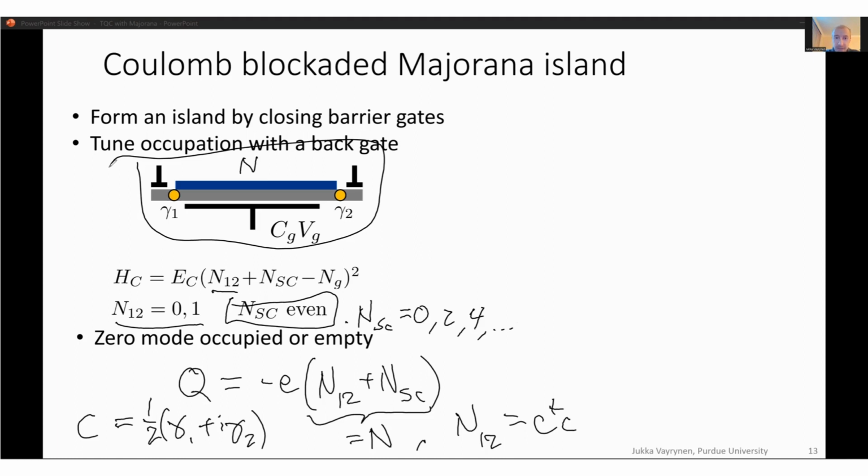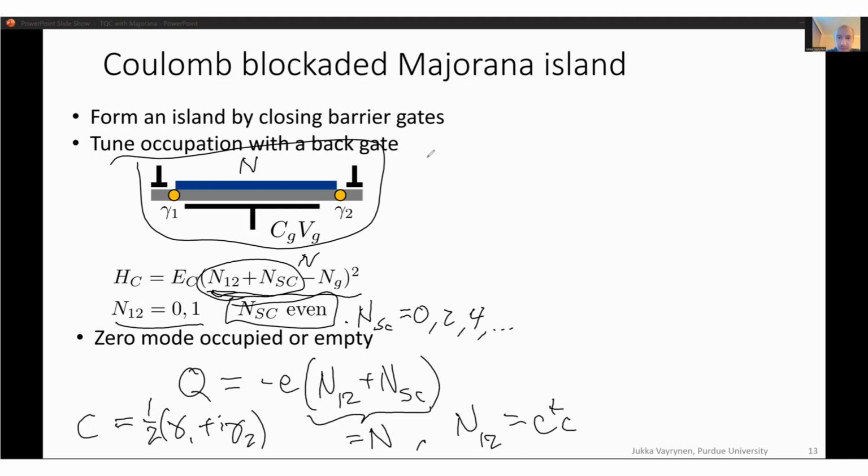So just as an example, and maybe let me say more formally, our Hamiltonian is this, and this Hamiltonian has this combination, which is the total charge. So the Hamiltonian commutes with the N operator, the operator of total charge, and that means that we can label the eigenstates with a fixed number of total charge. In fact, it commutes with N12 and NSC separately, so we can use these two as separate labels.